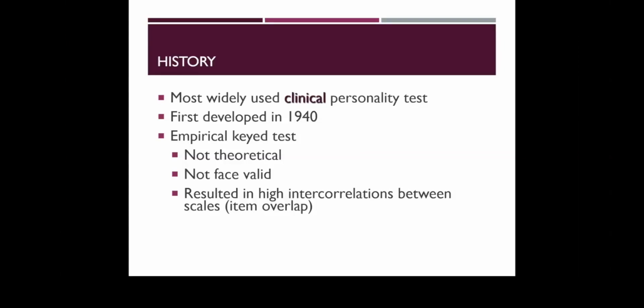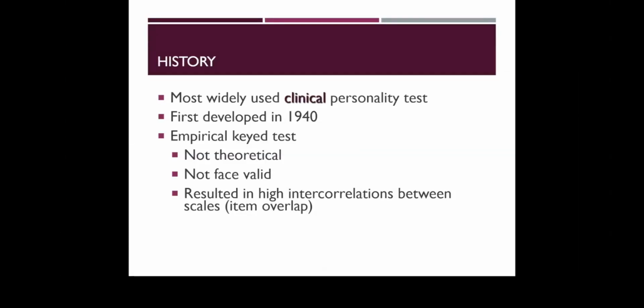If an item distinguished a patient that had a particular disorder or diagnosis from somebody who did not have any diagnosis, then that item went on the scale. So it was entirely empirically keyed. If this item could empirically distinguish patients with particular disorders from non-patients, it goes on the scale. Doesn't matter what the content is.